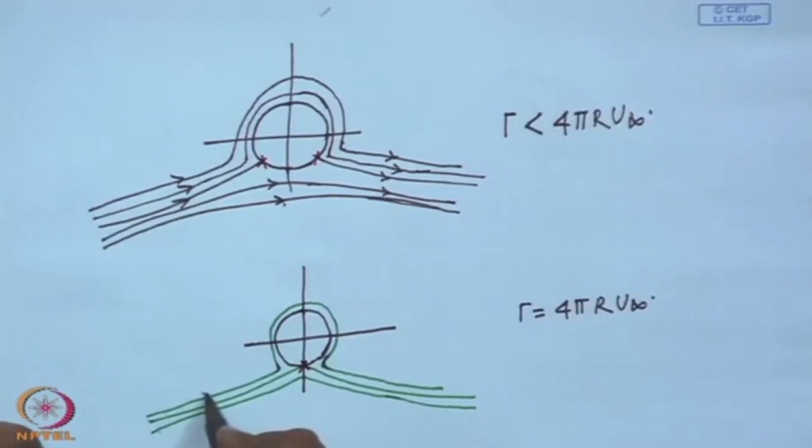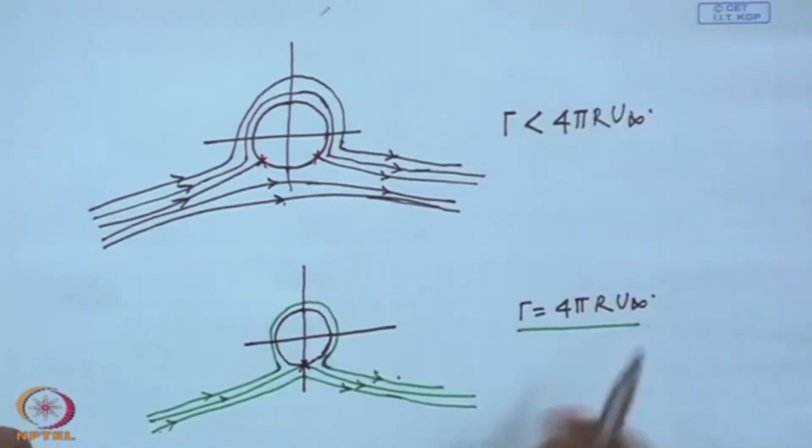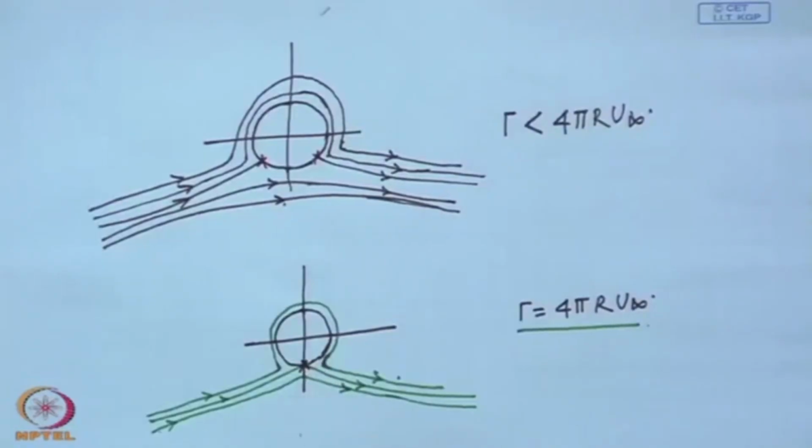these are the flow streamlines. The two stagnation points now coincide. If the value of circulation is higher than this, there will be no stagnation point on the surface of the cylinder. The value of theta is then imaginary. However, the stagnation point, as it happens, will come down on this particular axis, but below the cylinder.